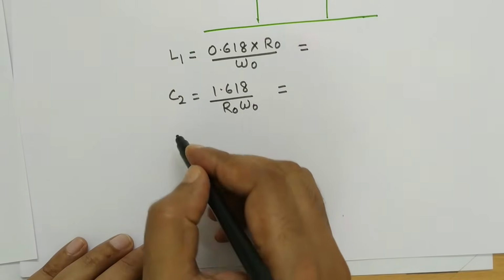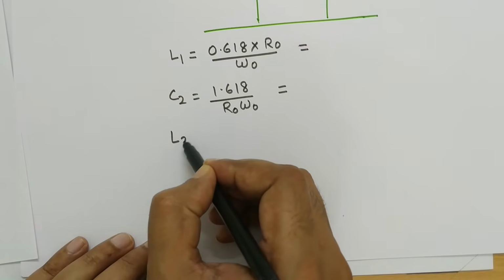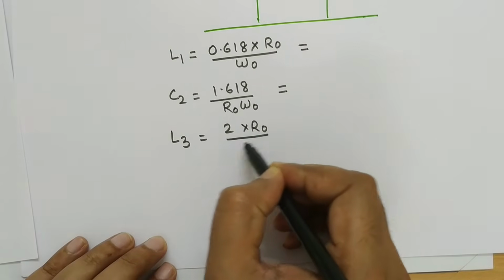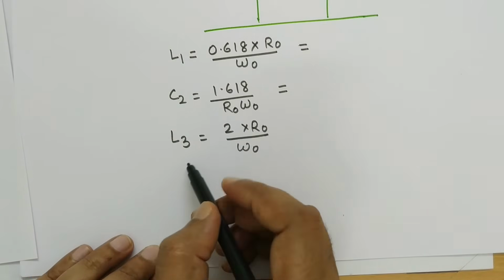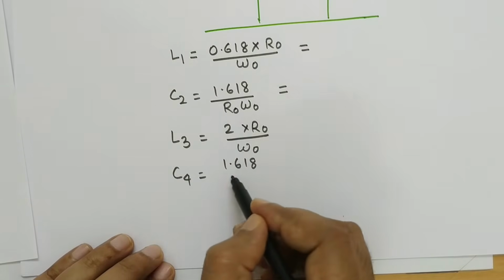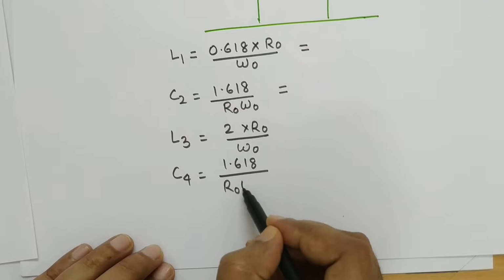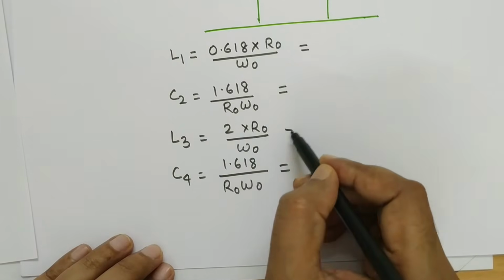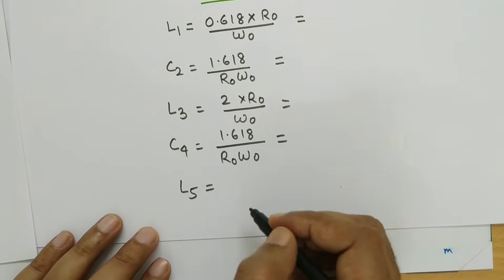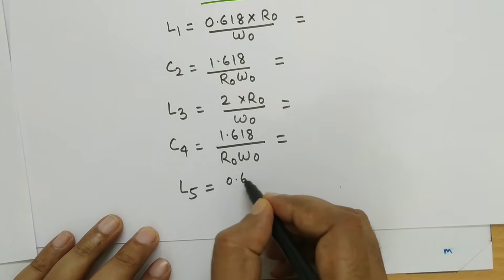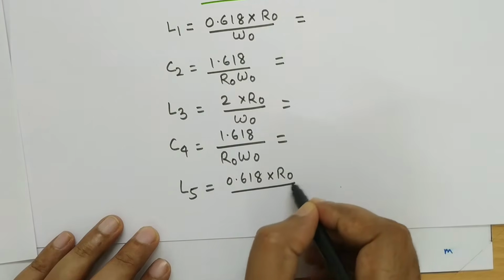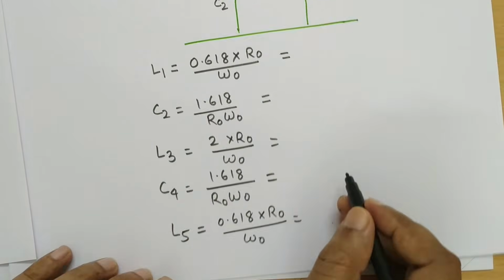And similarly we can do for L3, 2 into R0 by omega naught. C4 is 1.618 divided by R0 omega naught. And we have L5 equal to 0.618 into R0 divided by omega naught.